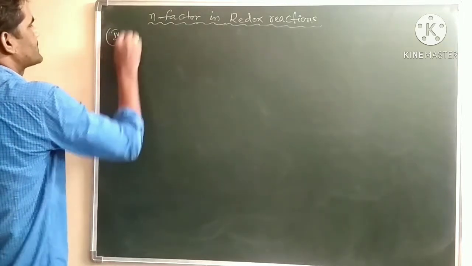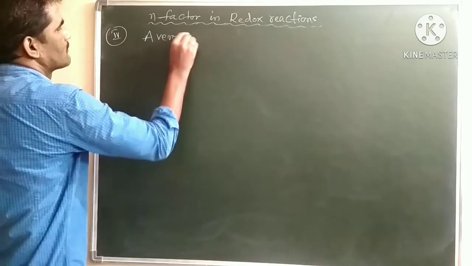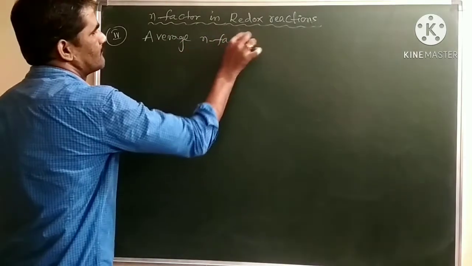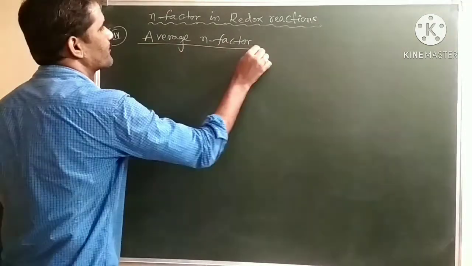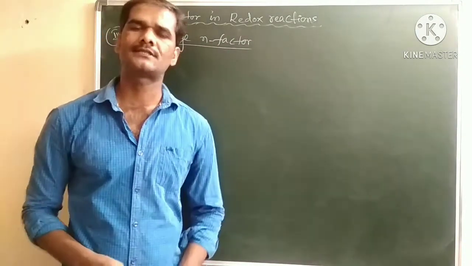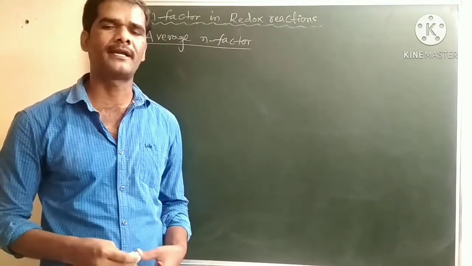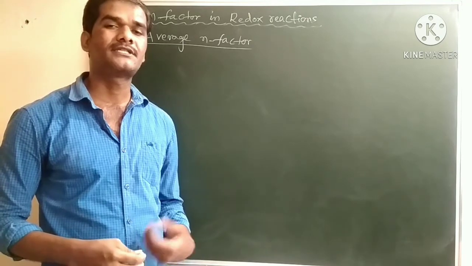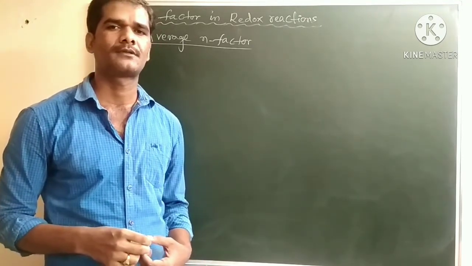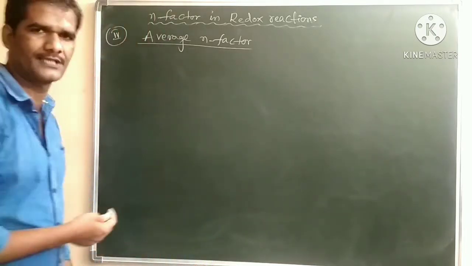The fourth case, average N factor. So what is this average N factor? In some cases, the same reactant, say one of the elements, undergoes change in oxidation state in different ways. Means what? Let us take an example. I'll explain this with an example.